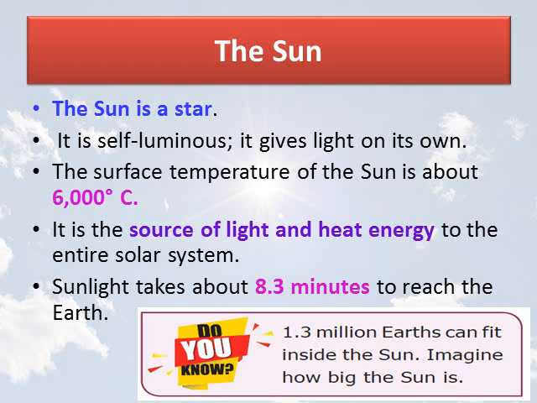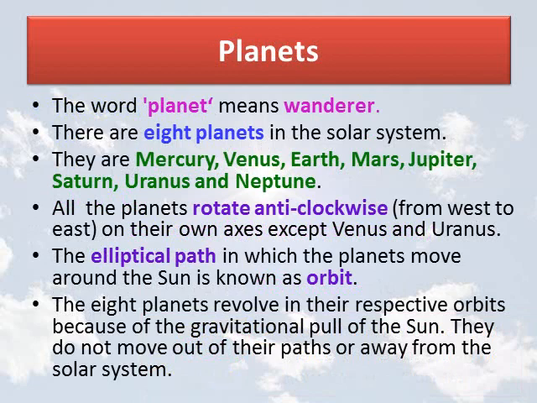Children, tell me, what is the Sun? The Sun is a star which is self-luminous. What is the surface temperature of the Sun? 6,000 degrees Celsius. What is the source of light and heat for the entire solar system? It is the Sun. How long does sunlight take to reach the Earth? 8.3 minutes. Now let us learn about planets. The word planet means wanderer.